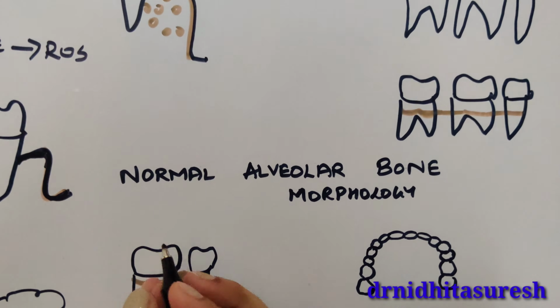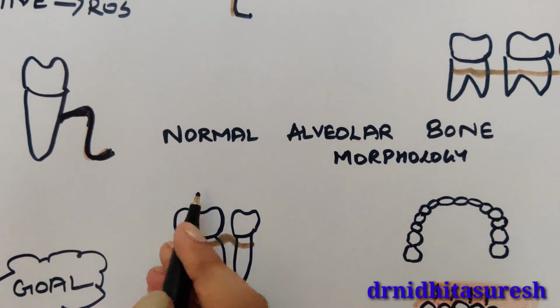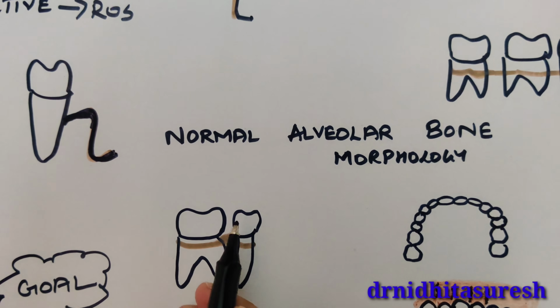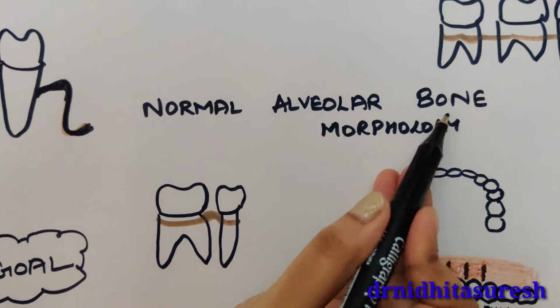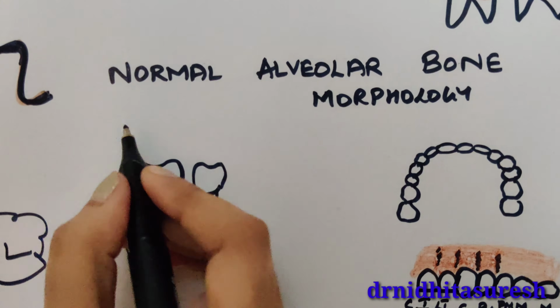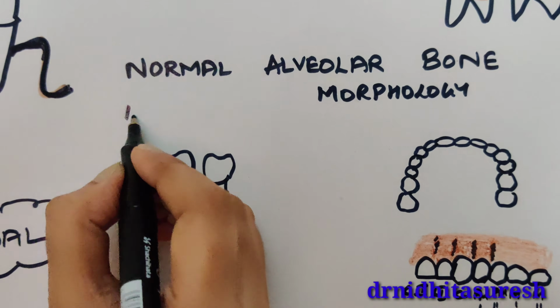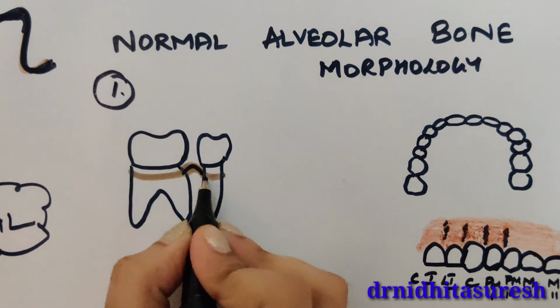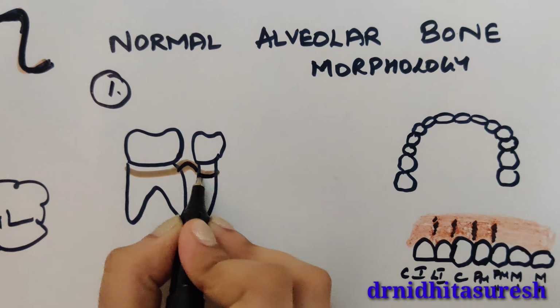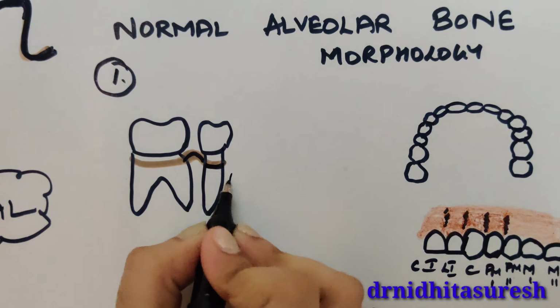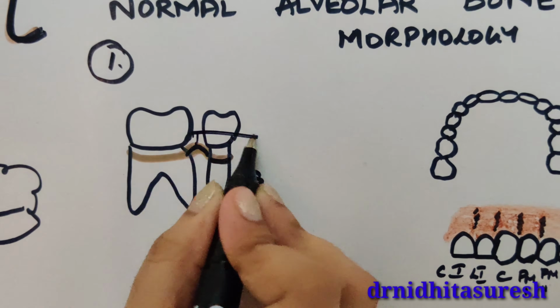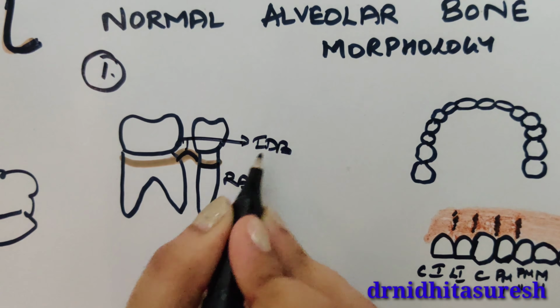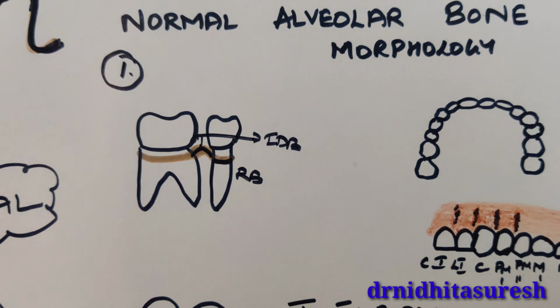Now, certain points to be remembered before you go into the steps of the resective osseous surgery is a normal alveolar bone morphology. Okay, in this I would like to stress on 3 points. So the first point would be the interdental bone should be coronal to your radicular bone. Okay, this is your radicular bone. This is your interdental bone and this should be coronal to your radicular bone.